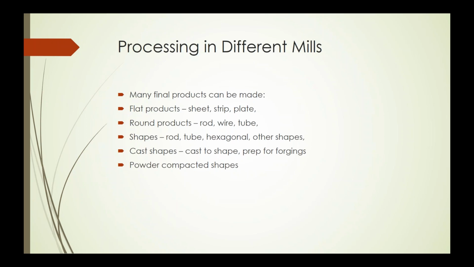And then powder compacted shapes. Powder metallurgy can be made using a variety of metal powders, and you can get many different alloys that way as well. Some that you can't make in a regular furnace.